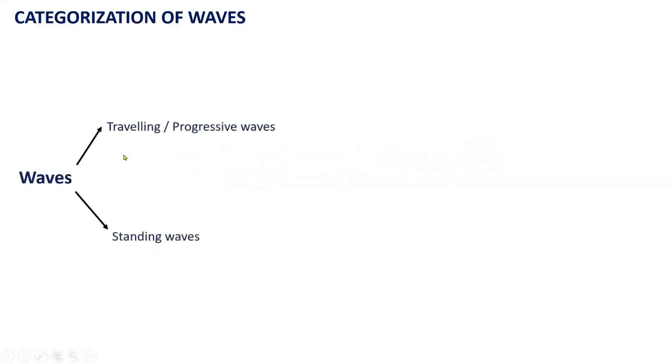Let's start the concept of standing waves. So now the most important categories of waves is we can categorize waves into traveling waves versus standing waves. So traveling waves transport energy from one area of space to another.